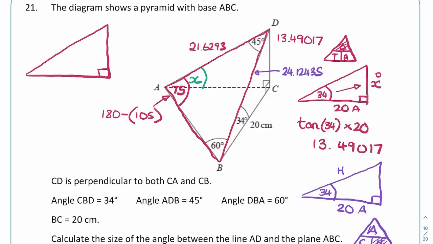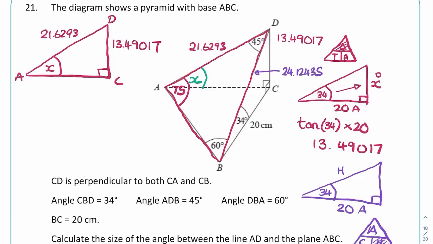So on that triangle at the back, we're looking at A, D, C. This length is 21.6293. We want the size of this angle, and we know the height is 13.49017. So let's get rid of a little bit of this working out, so we've got a bit of space.